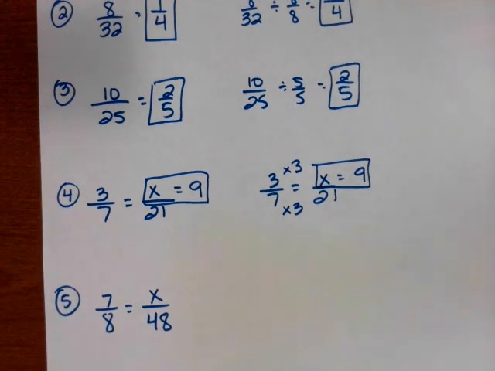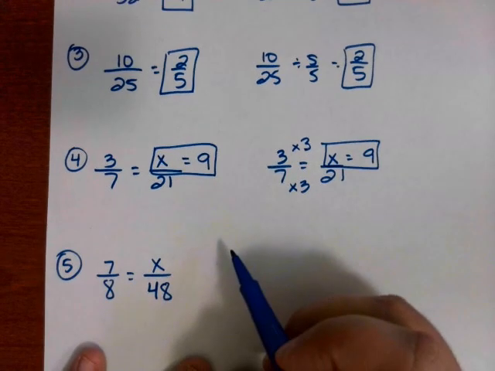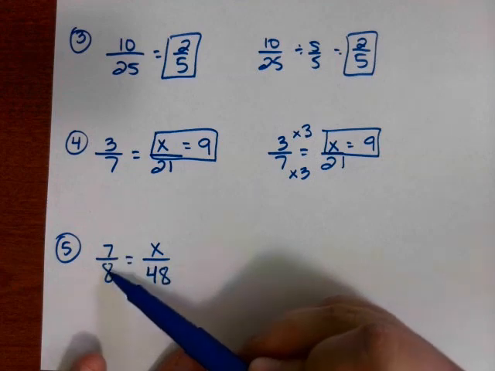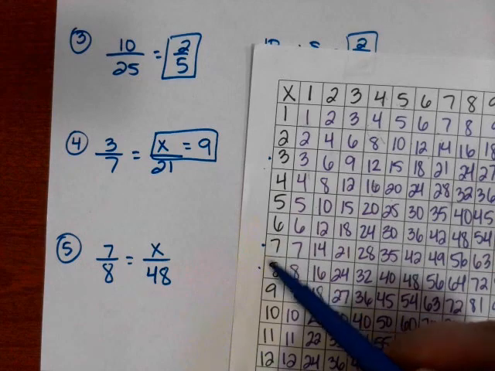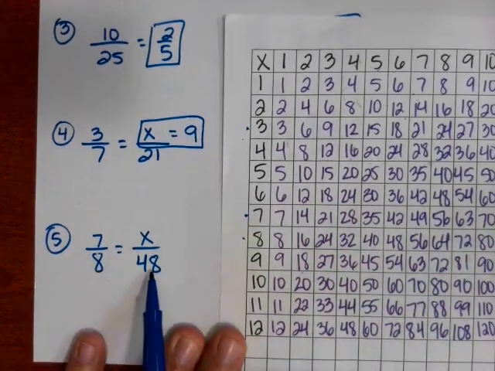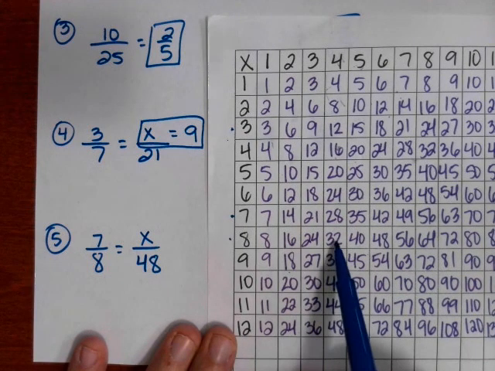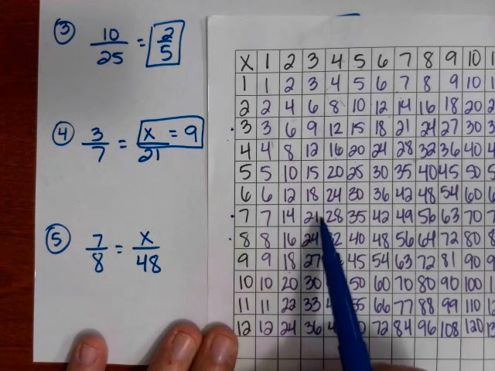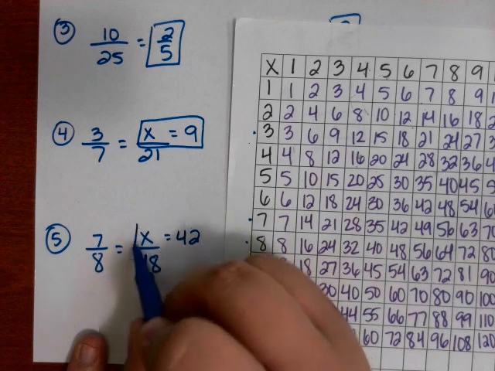All right, and number 5, we have 7/8 equals x over 48. So again, we could use our multiplication chart. We're looking for the fraction 7 over 8 on the left side, which is right here, 7 over 8. And then we're going to go over until we get the denominator to become 48. So we move over 1, 2, 3, 4, 5, 6. So we're going to move this one over 6 times. 1, 2, 3, 4, 5, 6. And we get x equals 42.